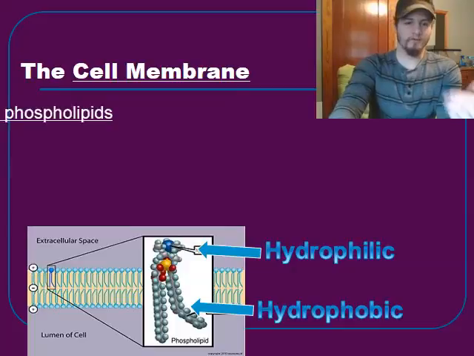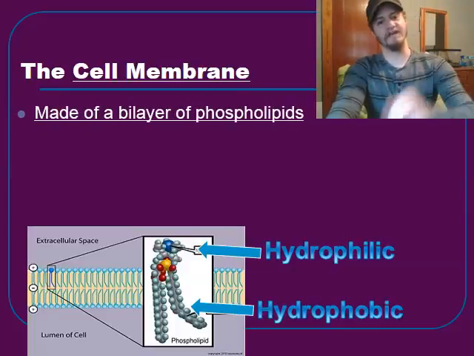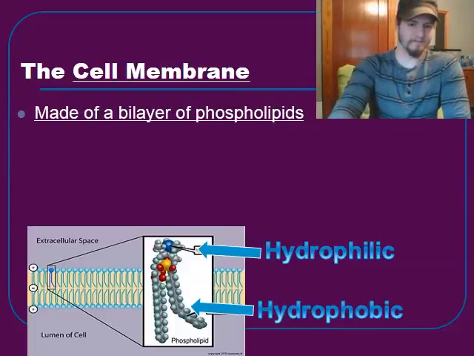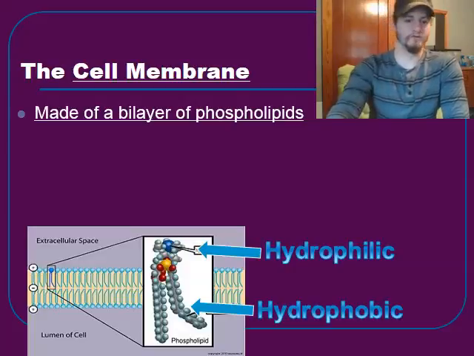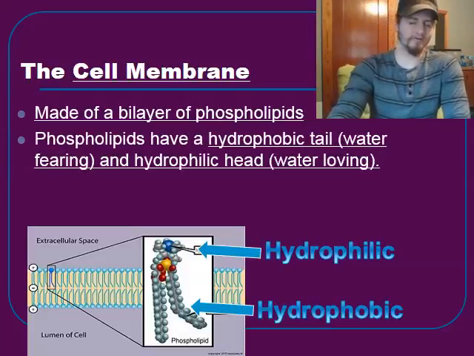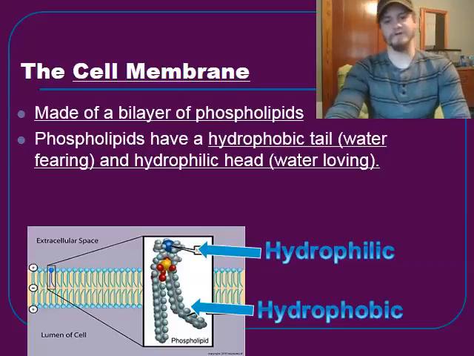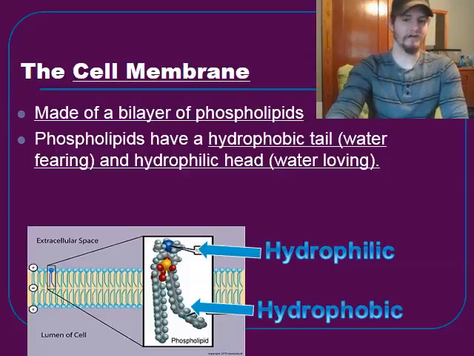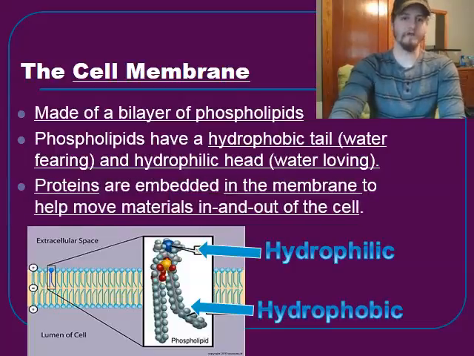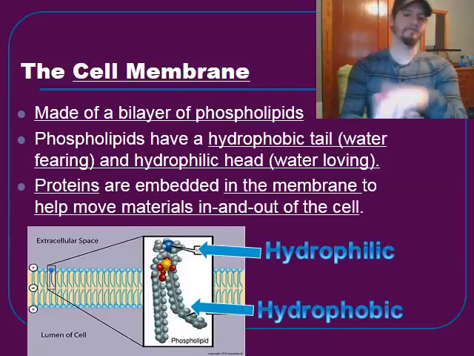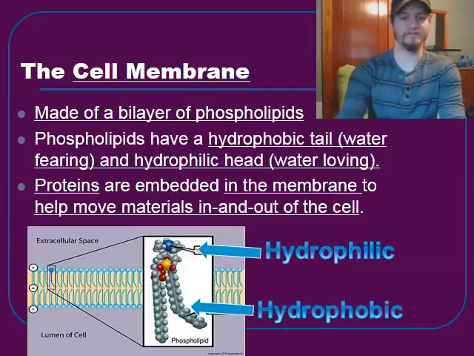So the cell membrane, it's made of a bilayer of phospholipids. So phospholipids, we're talking about lipids primarily, so fats, things that don't normally mix that well with water. So phospholipids have a hydrophobic tail, which is water-fearing, and a hydrophilic head, which is water-loving. We also have certain types of proteins that are embedded in the membrane to help materials move in and out of the cell.